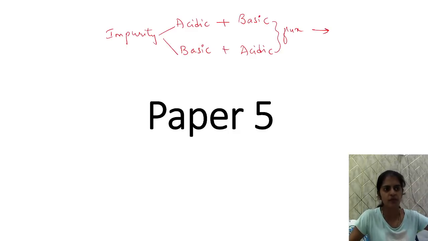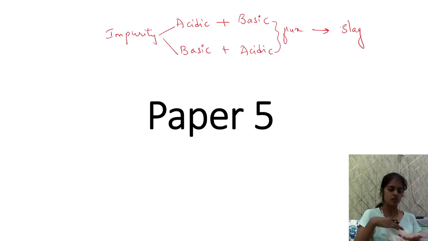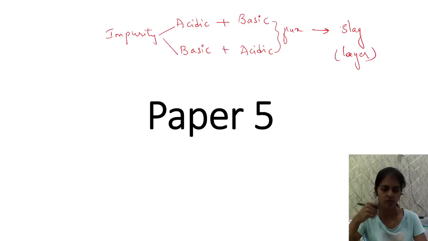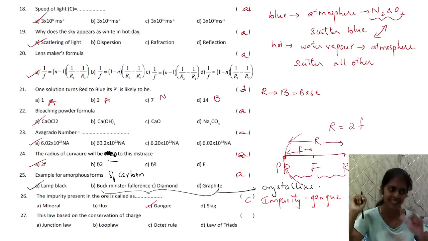Then the impurity will convert into slag. What is slag? It will form a layer above the liquid. That layer is called slag, and you can remove the slag. So impurities also will come out along with the slag.